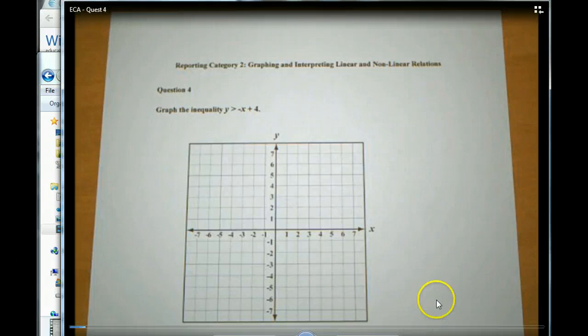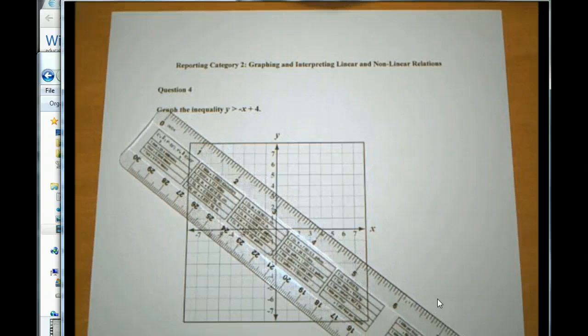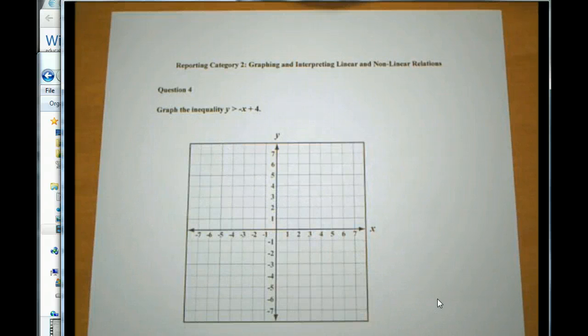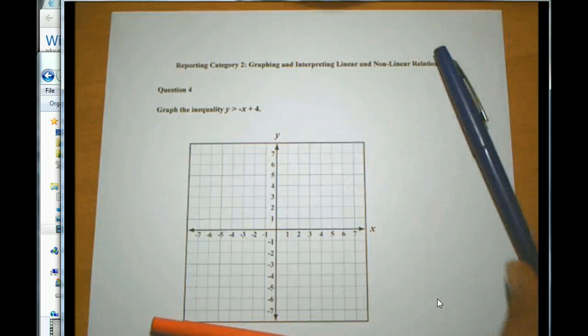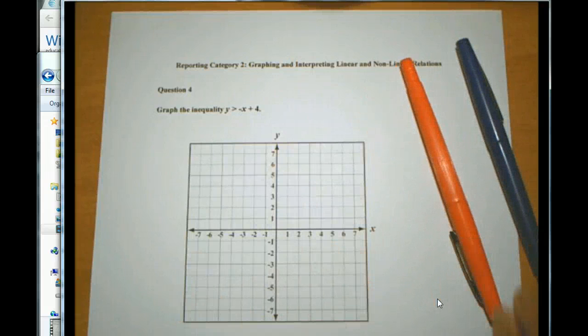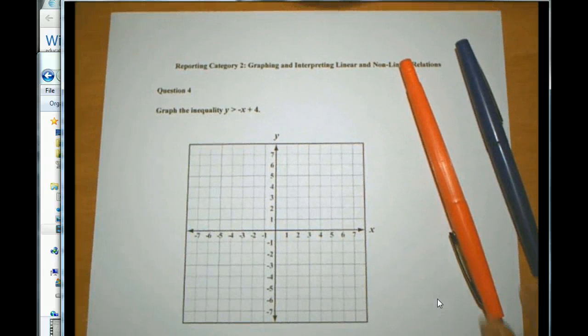Question number 4 from the Release Applied Skill Items from the 2010 Algebra 1 ECA. I think all that you'll need for this particular item is a ruler. So I grabbed a ruler, and you need a pencil. I'm going to use markers, but you just need a pencil. And I think that will be all that you need to do this problem.